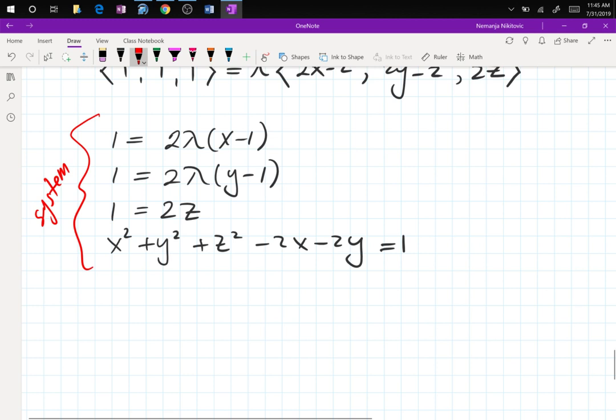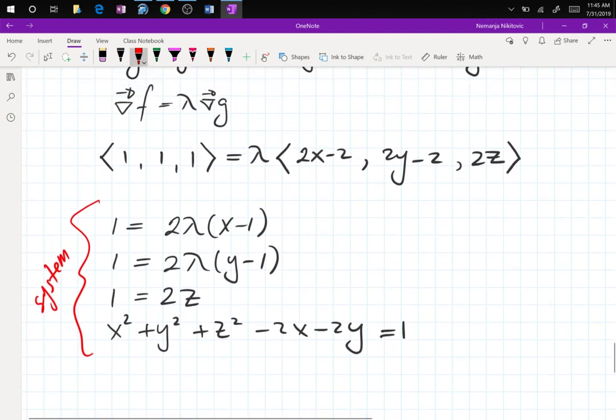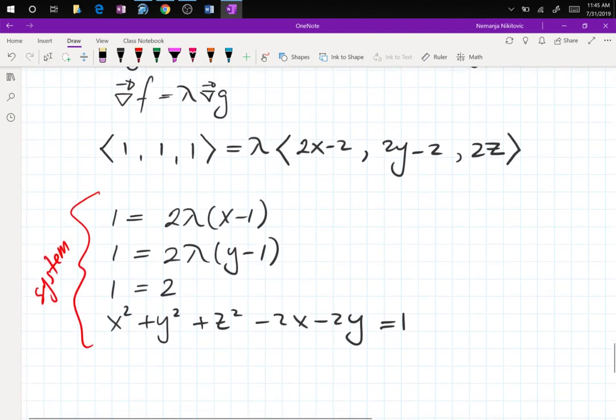Yes? For the 1 equals 2z, is there something lambda there? Oh, yes. Thank you. Yes, absolutely. 2 lambda z. Excellent. Good catch. I was testing you all, and obviously you're paying attention, so that's great. The rest of you, terrible.